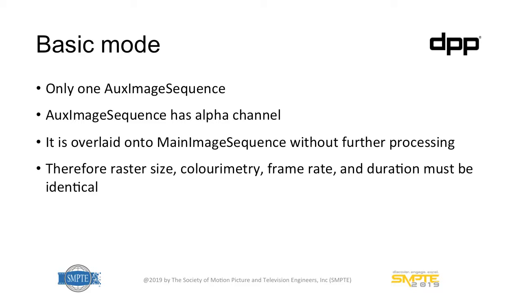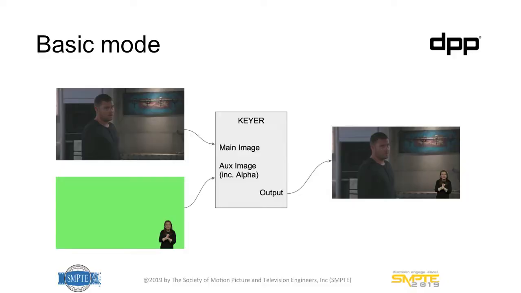And that, in turn, puts some requirements on us, right? So to be able to do this one-to-one mapping, where we just composite the aux image sequence onto the main image sequence, they must have an identical raster size. They must have the same colorimetry, the same frame rate, and, of course, the same duration. So the basic mode places these constraints in order to make it possible to implement this easily today.